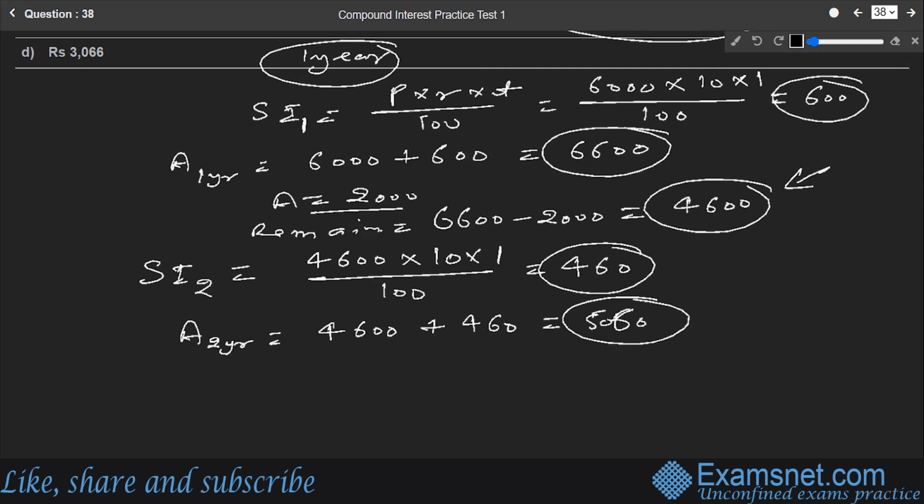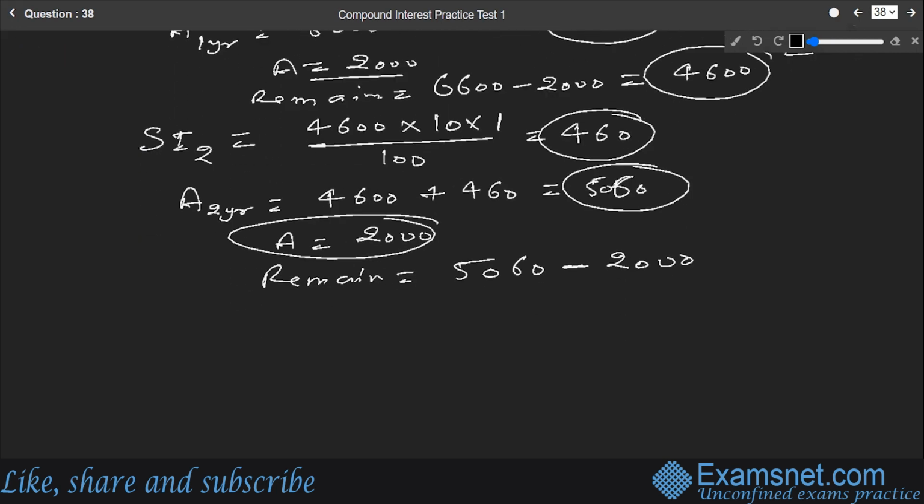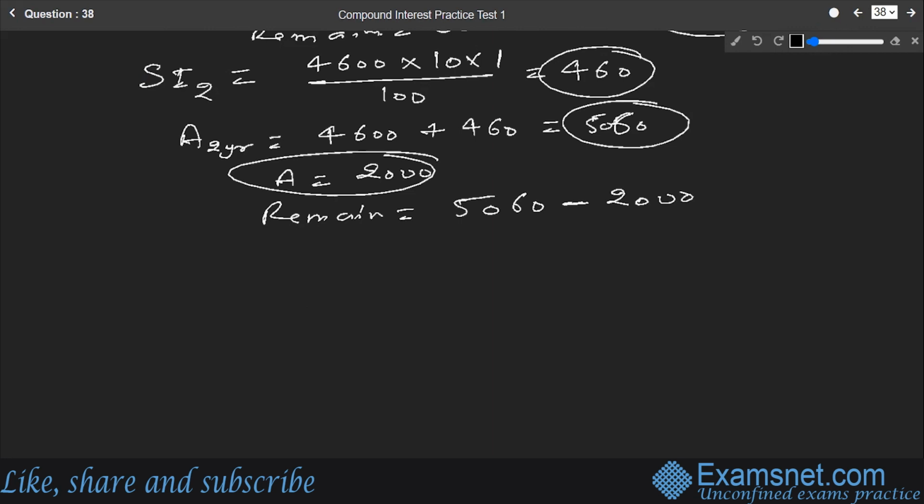But then they say after every year he pays back 2,000 rupees. So he is again paying back 2,000 rupees. Now, what is the remaining amount? Let us find out simply by subtracting 5,060 minus 2,000. This will be the remaining amount after 2 years have passed. So the remaining amount is 5,060 minus 2,000, which is 3,060. This is the remaining amount that has been left after the second year.